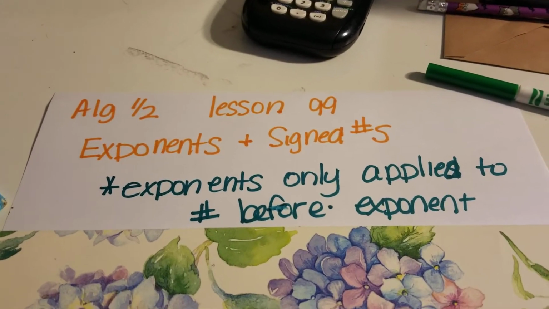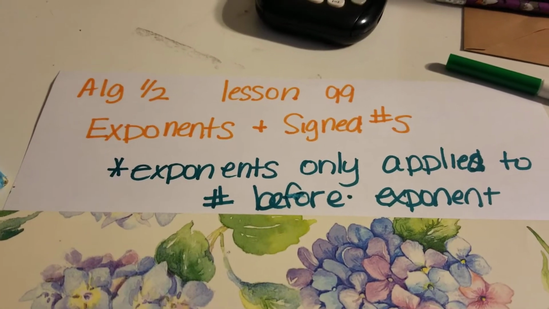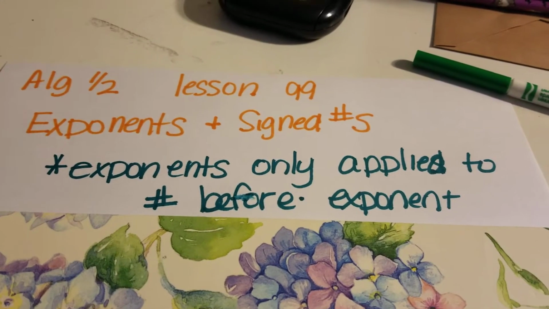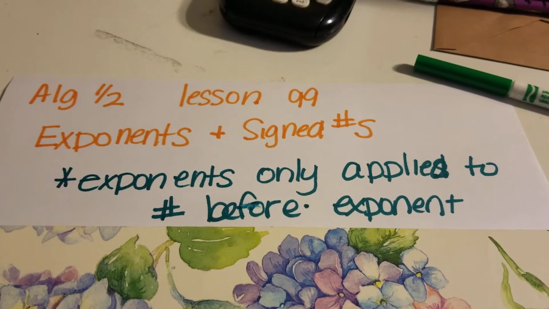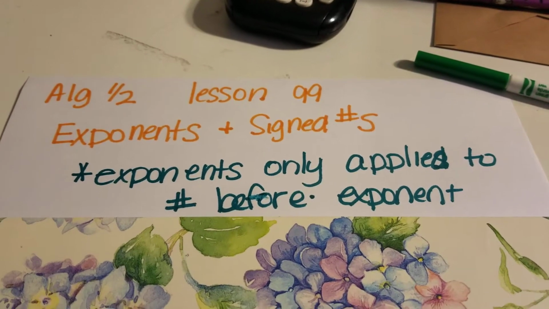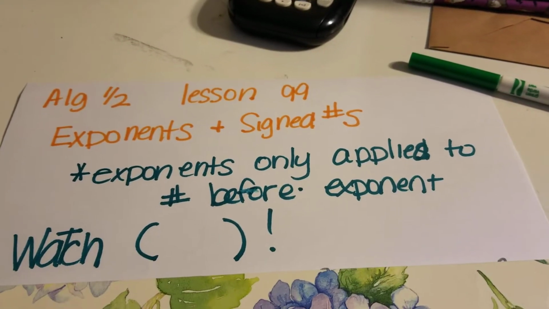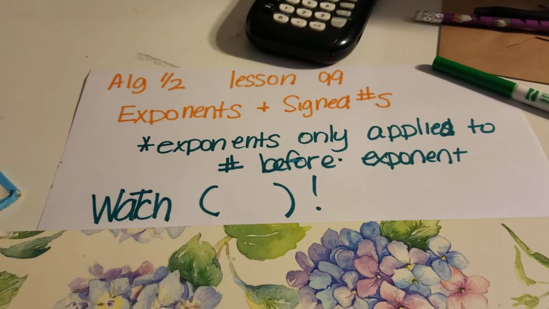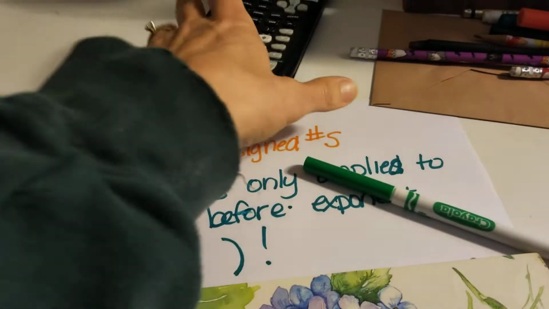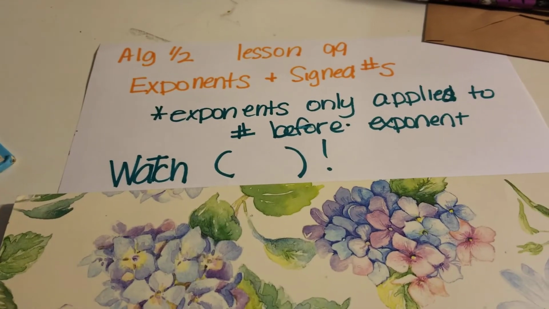Hello, Algebra 1 half. We're going to start today with lesson 99, and the concept is exponents and signed numbers. The rule of the game today is that when we have exponents in an expression, we only apply that to the number before the exponent. Hopefully that makes more sense when we get into this. Also, my tip of the day is watch parentheses, because that really affects where the exponent is applied, if there are parentheses in a problem or no parentheses.